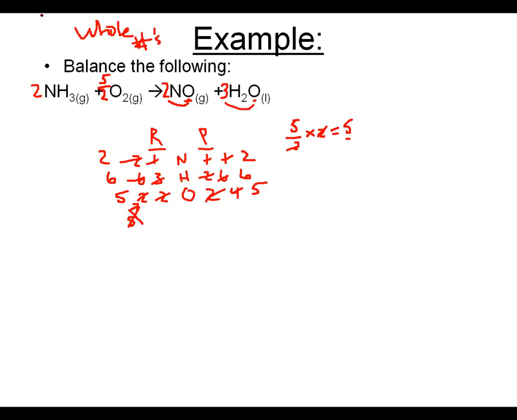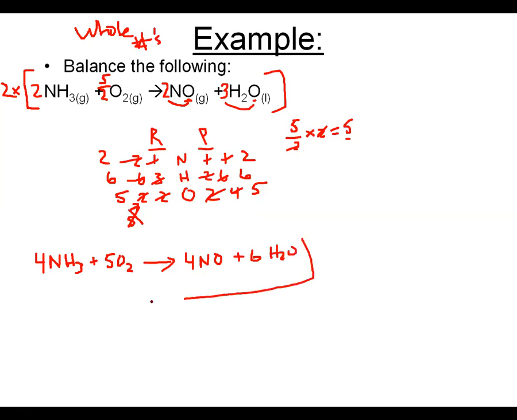So to clear the fraction, you need to multiply not just the fraction, but the entire thing by the denominator, the guy on the bottom, right? So we're going to multiply everything by 2. And if we do that, that gets us 4 NH3 plus 5 halves times 2 is 5 O2. Multiplying that 2 to the other side gives us 4 NO plus 6 H2O. And if I didn't screw up anything, we should still be balanced.